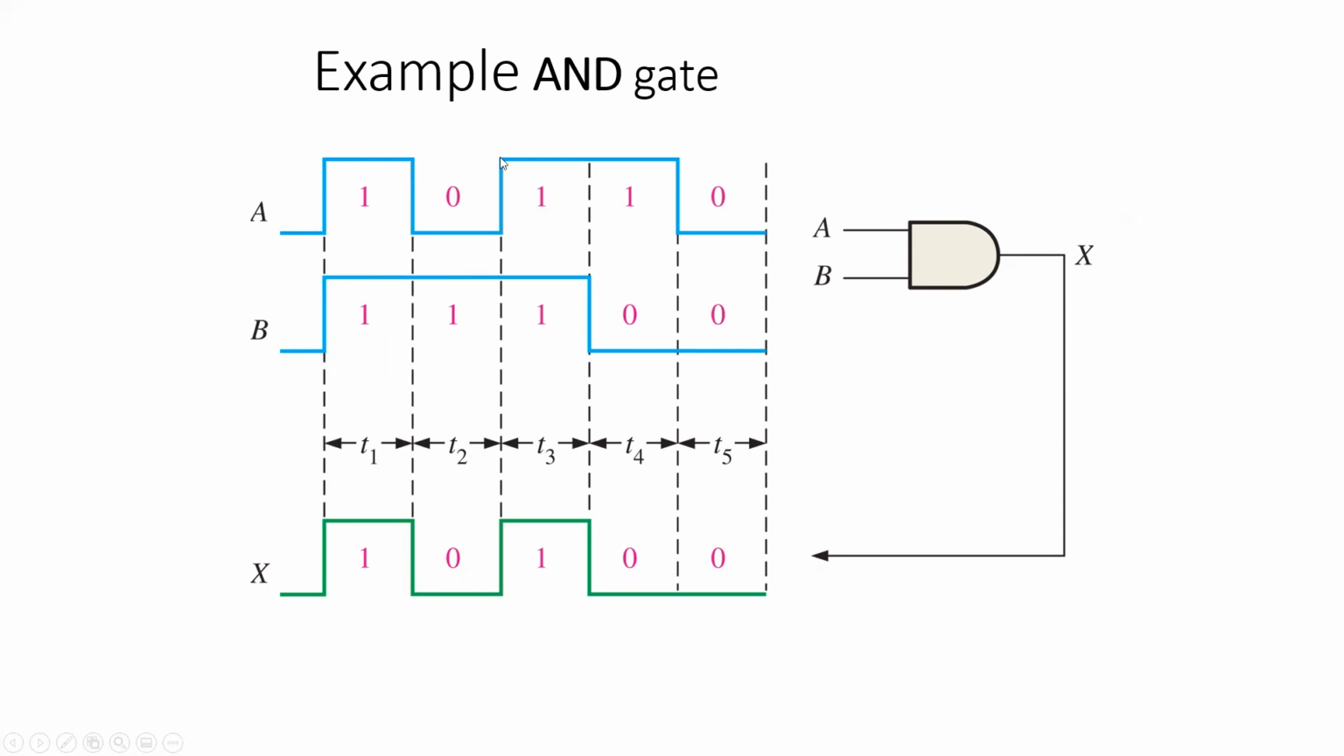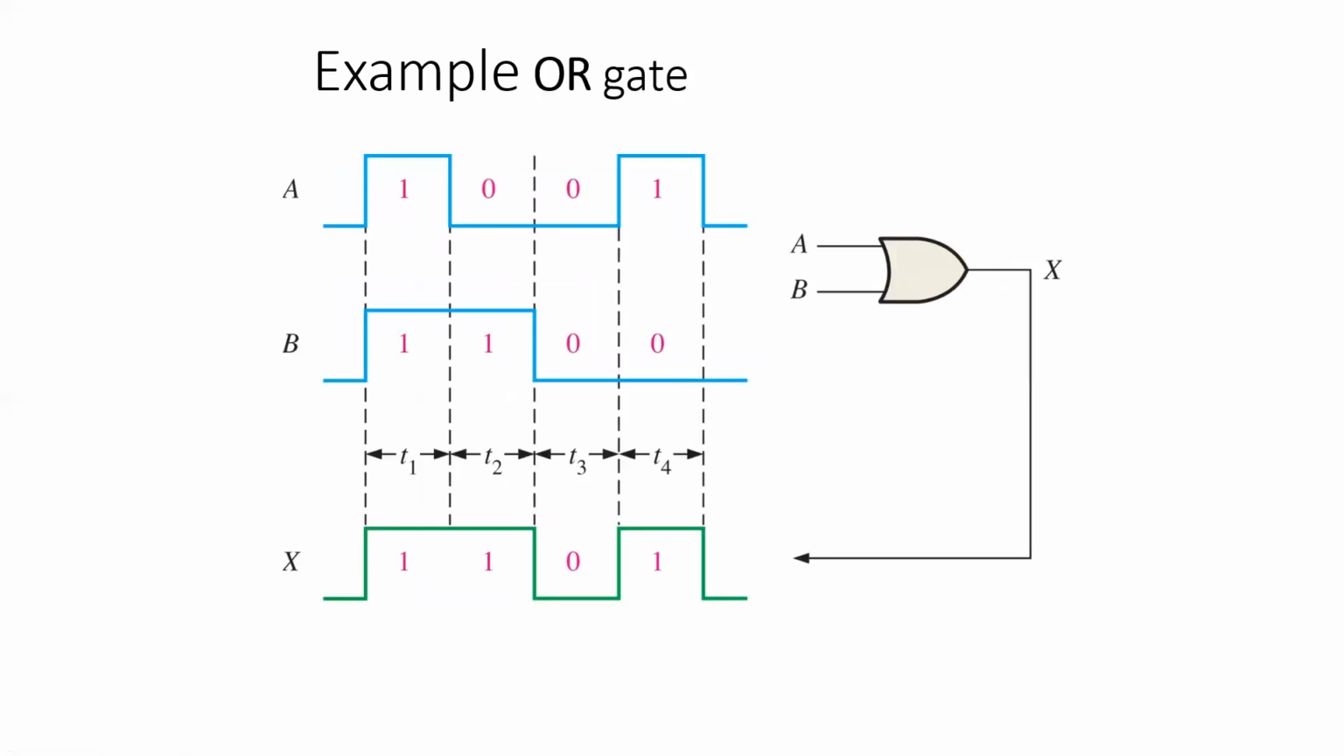For the second time period, input A is low and B is high. So that means that the output is low for time period 2. Time period 3, they're both high, means they're both going to initiate an output that is high. And then for time period 4, A is high, B is low, and then A and B are both low, which means that the output remains low for both. Let's look at another one.